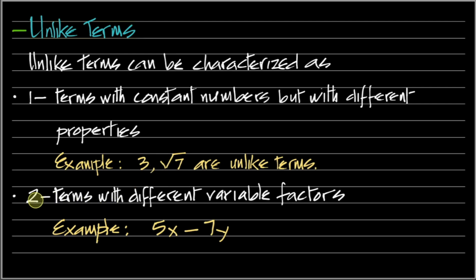Next, 2. Unlike terms are terms with different variable factors. Example, 5x is a term, minus 7y, and their variables are different, even though they have constant numbers, integers, rational numbers in front of them as coefficients, but their variables are different. So they become unlike terms. You cannot add them or subtract them to get a single term value or to get a single integer value. That's why they are unlike terms.